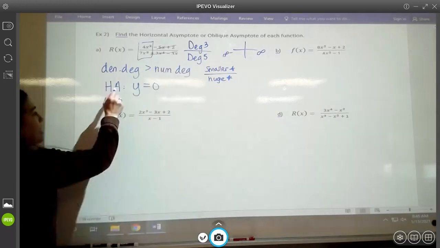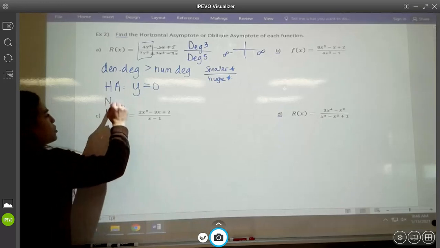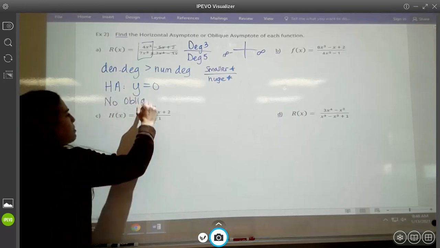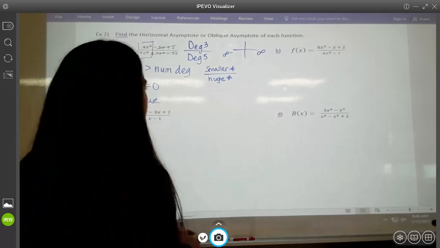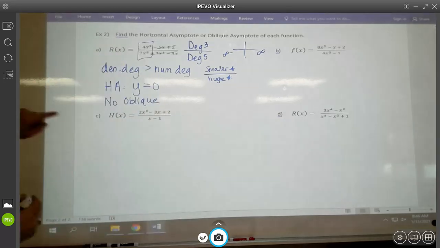All right, and then that means since it has a horizontal, there's no oblique. There cannot be both. Okay. Then let's go to part B.